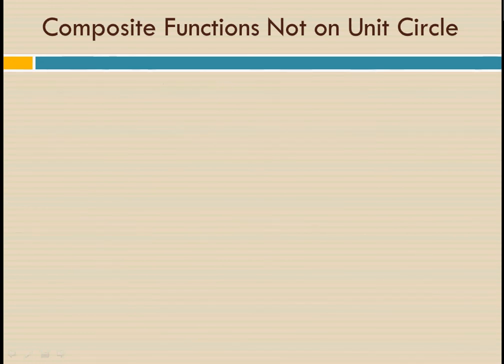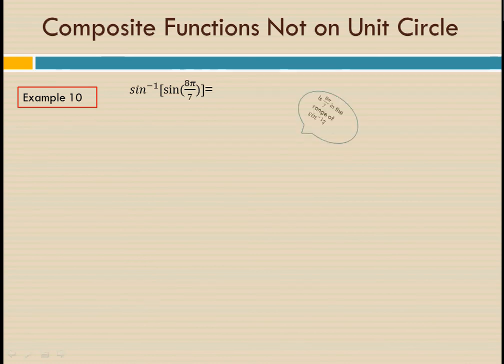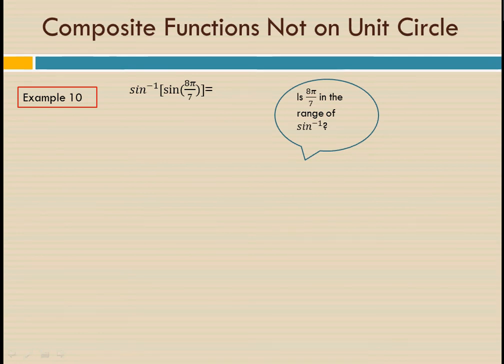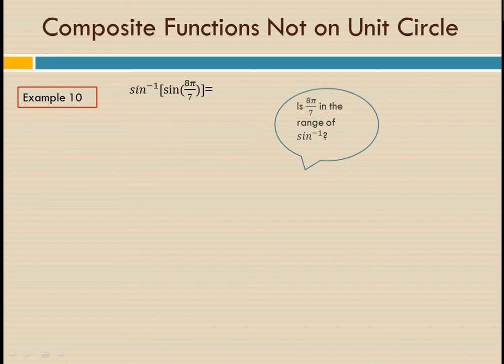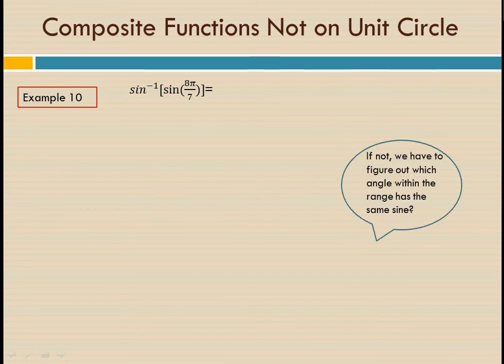Okay, let's look at another one of those. The sine inverse of the sine of 8 pi over 7. Okay, same deal. Is 8 pi over 7 in the range of sine inverse? Well, the range of sine inverse is negative pi over 2 to pi over 2. Obviously, 8 pi over 7 is bigger than a whole pi, right? So it is bigger than pi over 2. So let's figure out an angle that would have the same sine.